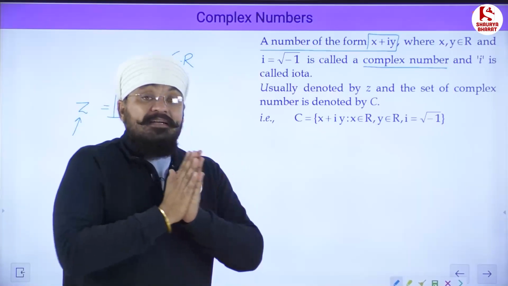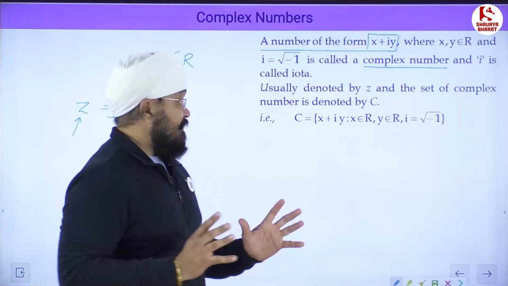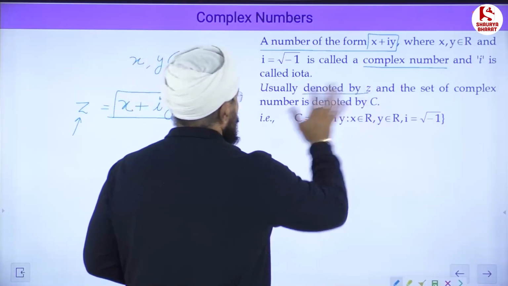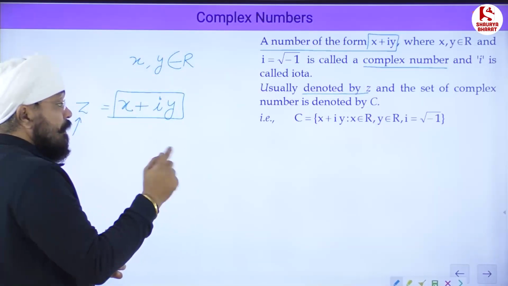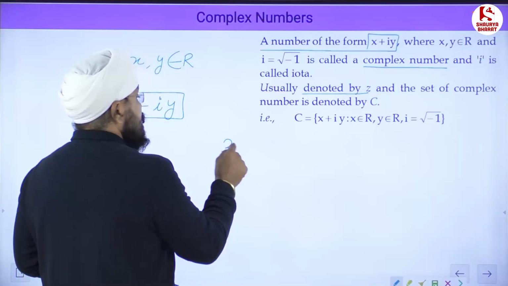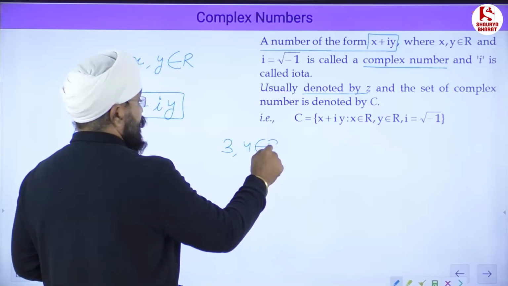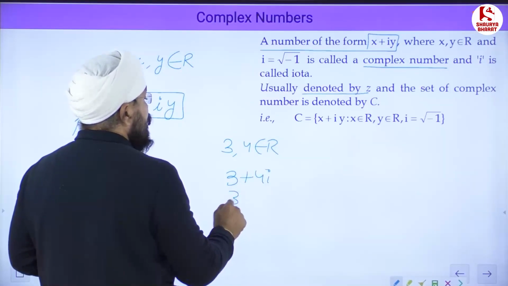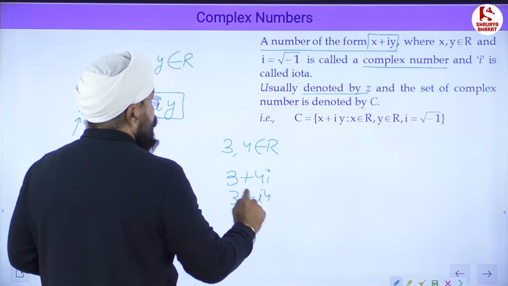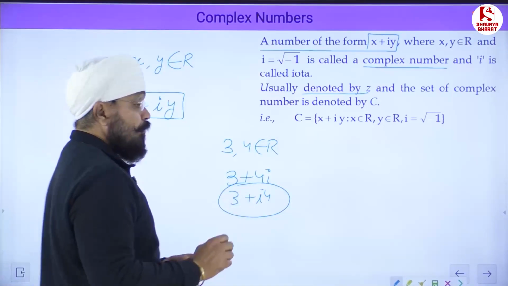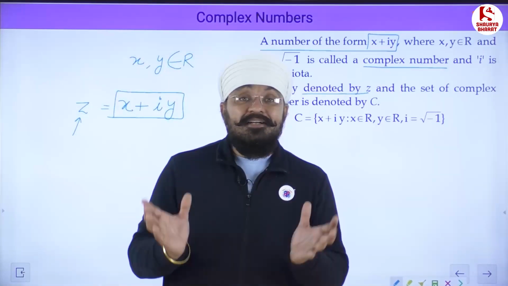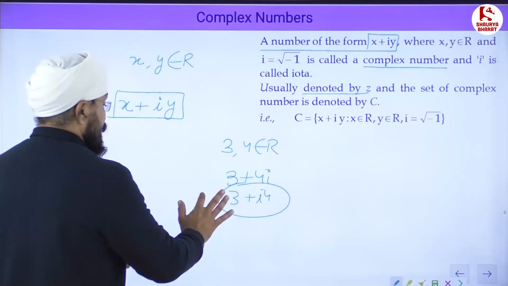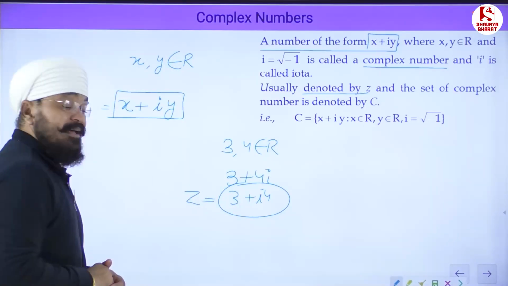Now, when we collect all the complex numbers, as I already told you, each is denoted by z. For example, if I take two real numbers, say 3 and 4, then writing 3 plus 4 iota, or 3 plus iota 4, gives you a simple Cartesian form of a complex number. This will be denoted by z.